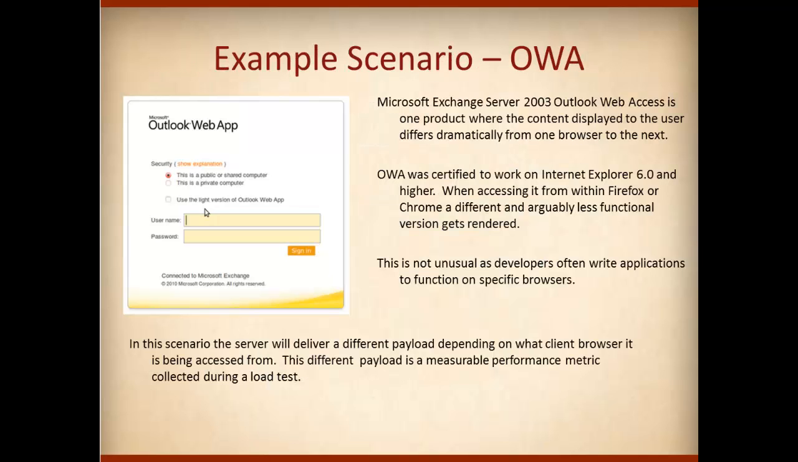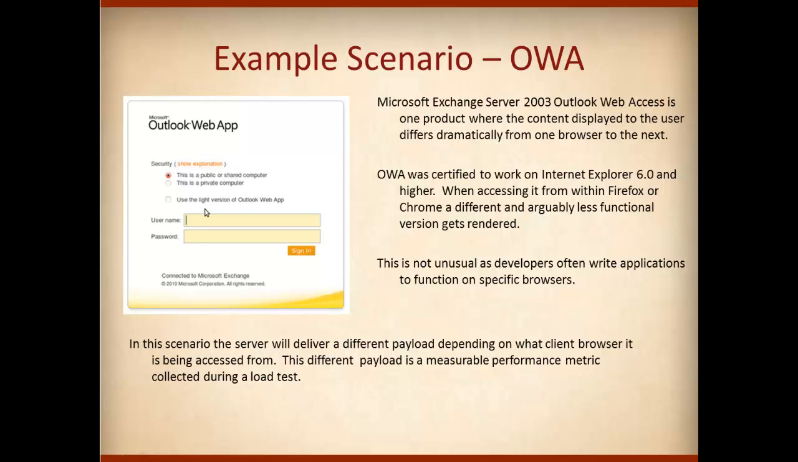Example scenario: Outlook Web Access. Microsoft Exchange Server 2003 Outlook Web Access is one product where the content displayed to the user differs dramatically from one browser to the next. OWA was certified to work on Internet Explorer 6 and higher. When accessing it from within Firefox or Chrome, a different and arguably less functional version gets rendered. This is not unusual, as developers often write applications to function on specific browsers. In this scenario, the server will deliver a different payload depending on what client browser it is being tested with.